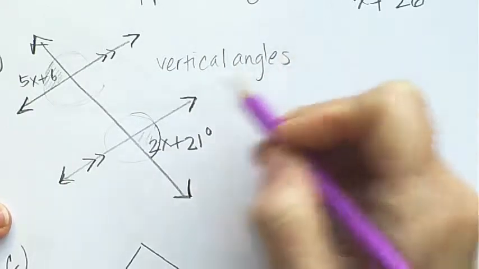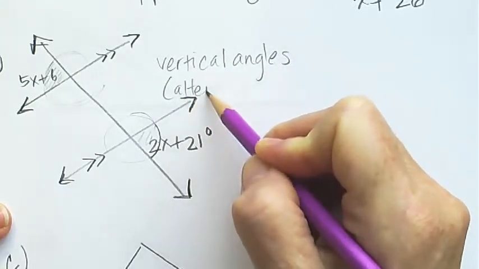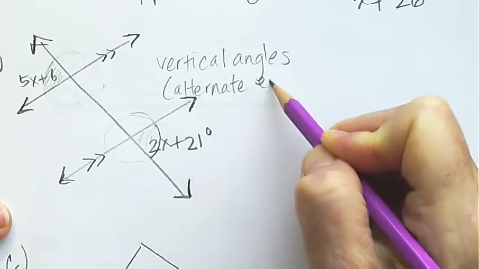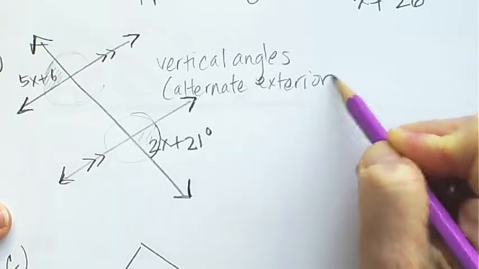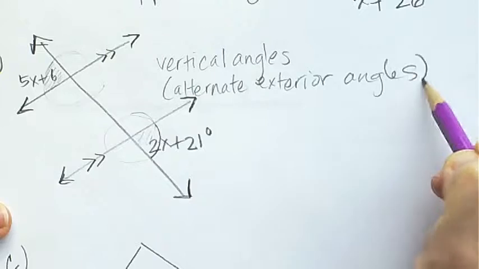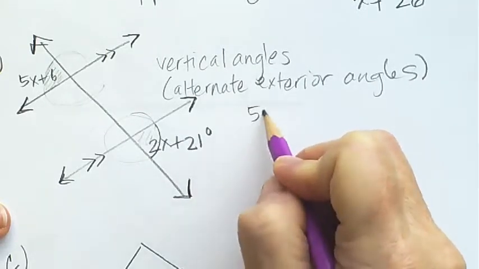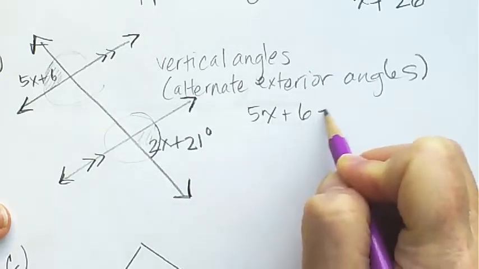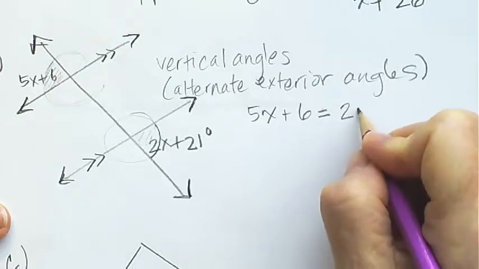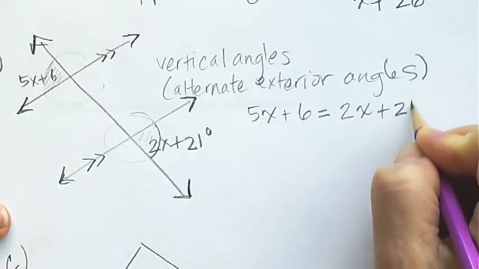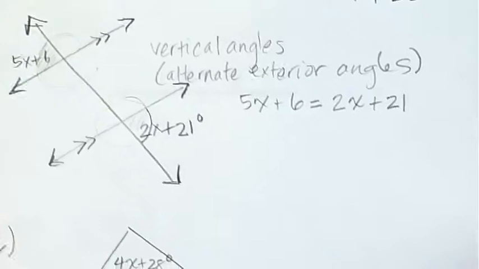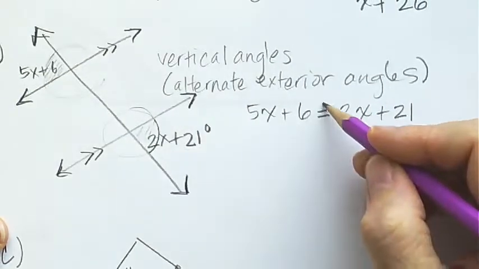Let's put in parentheses alternate exterior angles, and they're equal. So then my equation would be 5x plus 6 equals 2x plus 21.